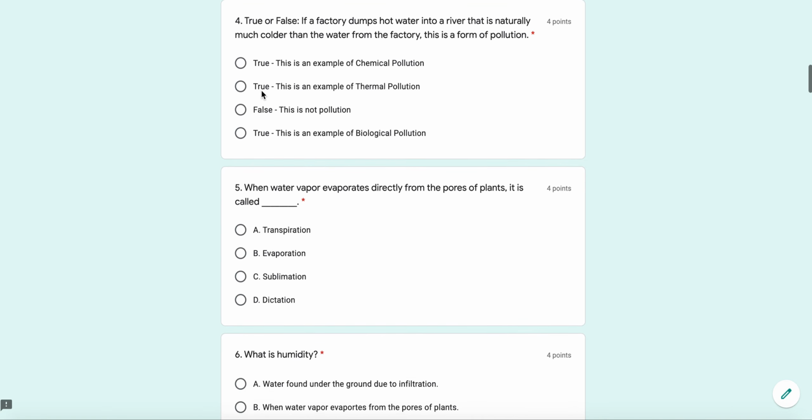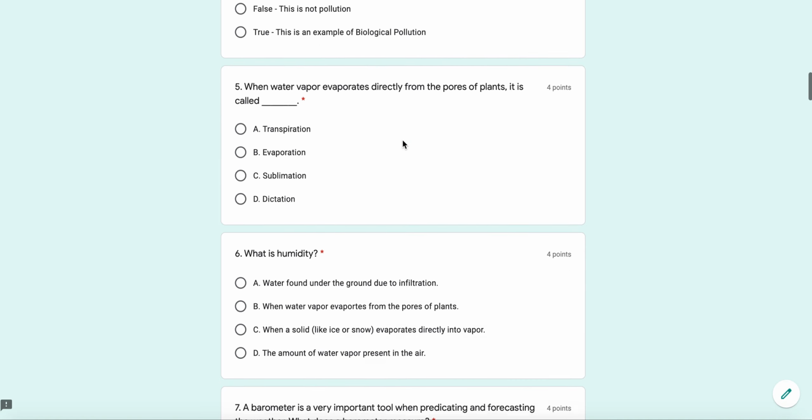Number 4, true or false, if a factory dumps hot water into a river that is naturally much colder than the water from the factory, this is a form of pollution. True, this is an example of chemical pollution. True, this is an example of thermal pollution. False, this is not pollution. True, this is an example of biological pollution.